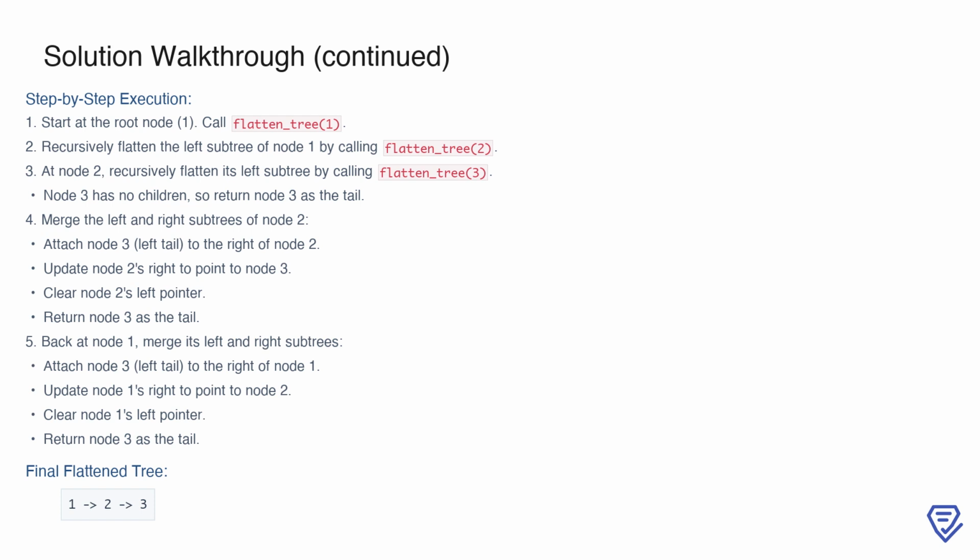Finally, we return to the root node, 1, where we merge its left and right subtrees. We attach the tail of the flattened left subtree, which is node 3, to the right of node 1. Then, we update node 1's right pointer to point to node 2 and clear its left pointer. The tail of the entire tree is node 3, and the tree is now flattened into a linked list with the sequence 1, 2, 3.